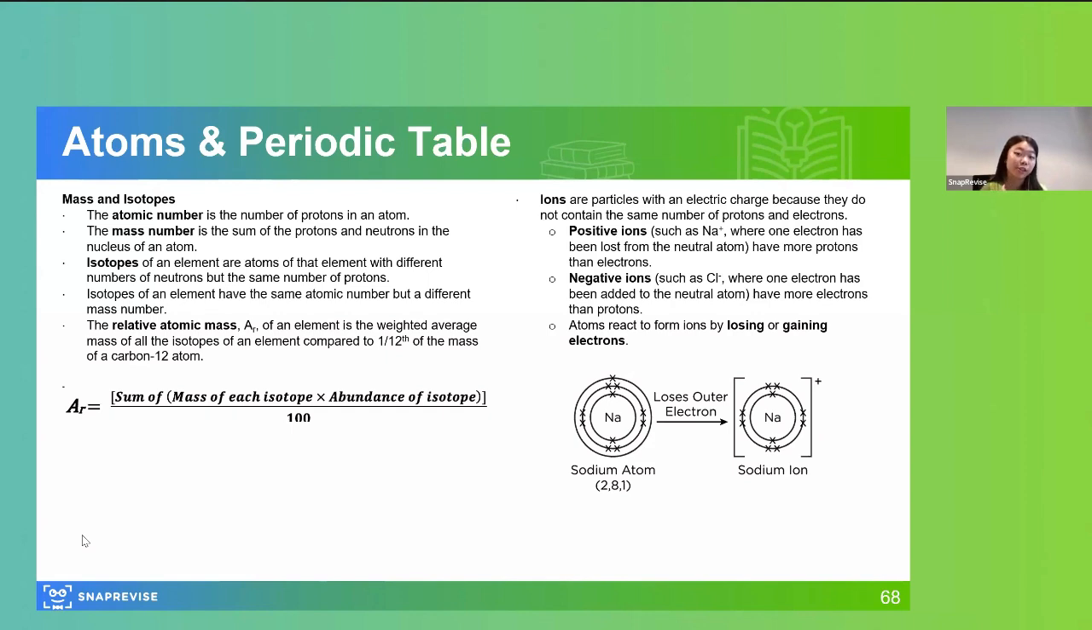Ions are particles with an electric charge, so they don't have the same numbers of protons and electrons. Remember when I said elements with an atomic number have the same number of protons and electrons? In ions, this is not the case. Positive ions, or cations, have more protons than electrons, and negative ions are the opposite. They have more electrons than protons.